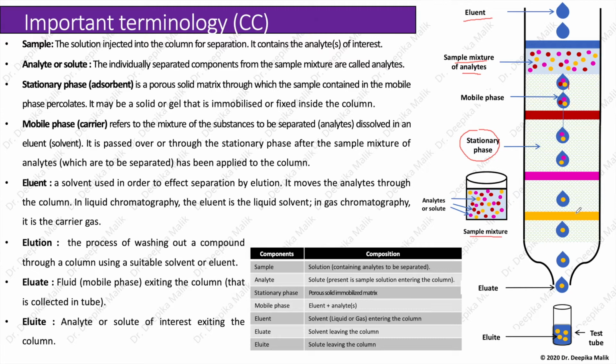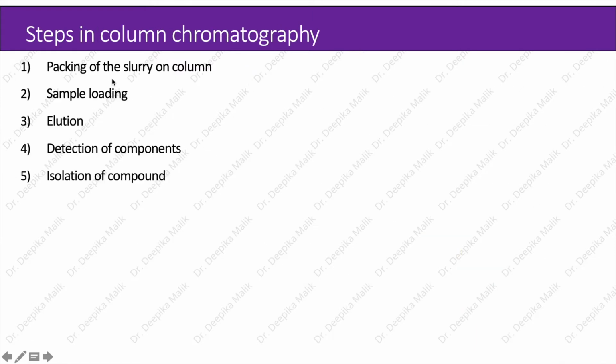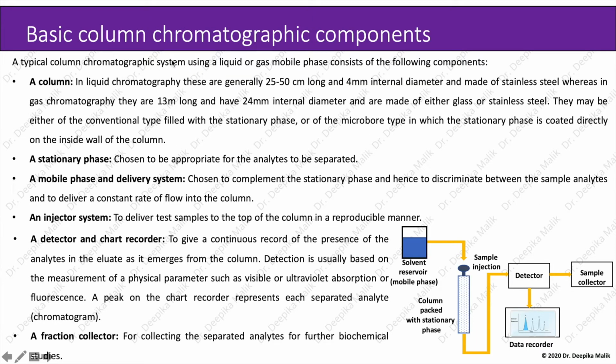Now let us see basic components of column chromatography. A typical column chromatographic system using a liquid or gas mobile phase consists of the following components. First is the column. In liquid chromatography, these are generally 25 to 50 cm long and 4 mm internal diameter and made of stainless steel, whereas in gas chromatography they are 1 to 3 meters long and have 2 to 4 mm internal diameter and are made of either glass or stainless steel.